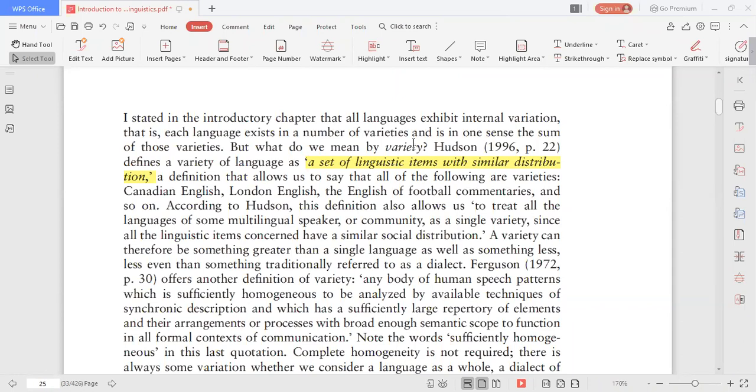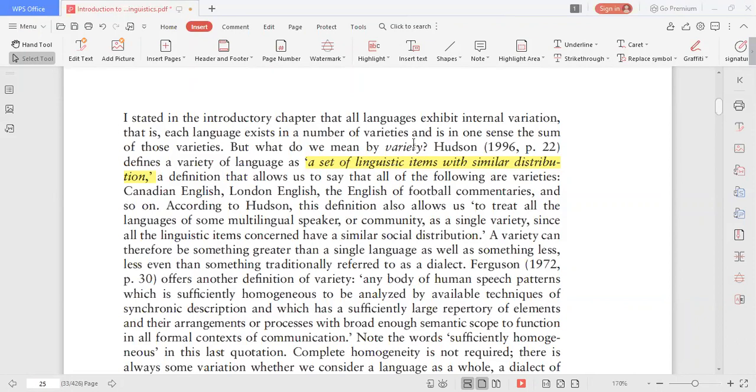I mean, it's better than Canadian English. Also, it is better than American English. It is better than Australian English. So you see, a variety can therefore be something greater than a single language. A particular variety, that is British English or London English, I think London English is better than even the English language itself. So that is the best. London English is the best among all the varieties.